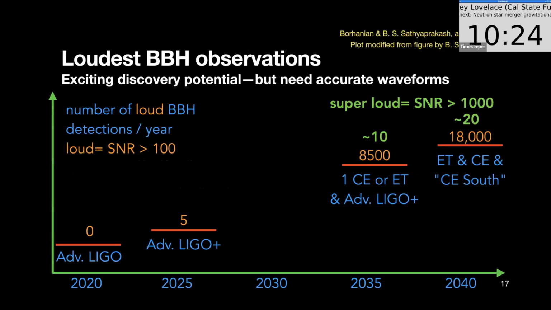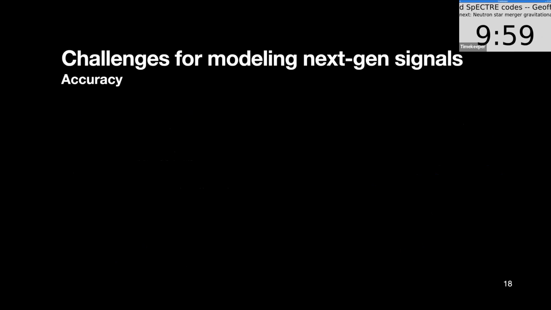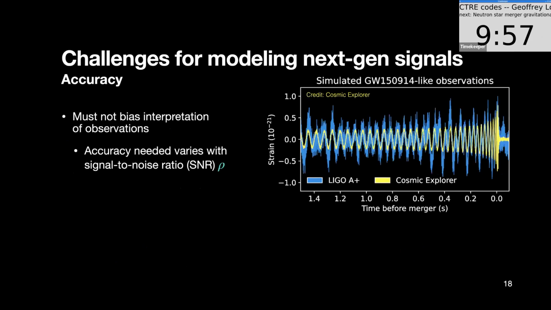Here's a plot that I showed yesterday that says, just look at this column right here around the 2030s. If you have either Einstein Telescope or Cosmic Explorer, they will be able to see, in combination with a network, something like 10 of these super loud signals per year, according to this trade study here. So these things will happen. This is a plot I showed yesterday too, that gives you a feel for what such a super loud signal might look like for Cosmic Explorer.